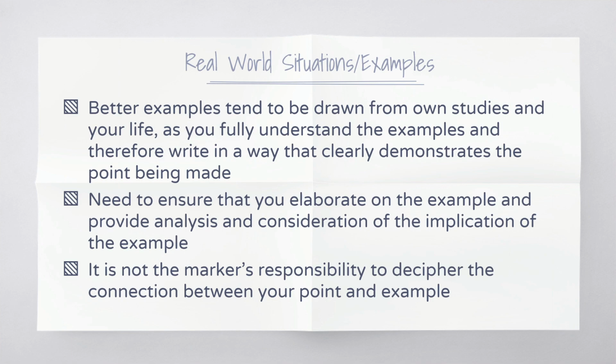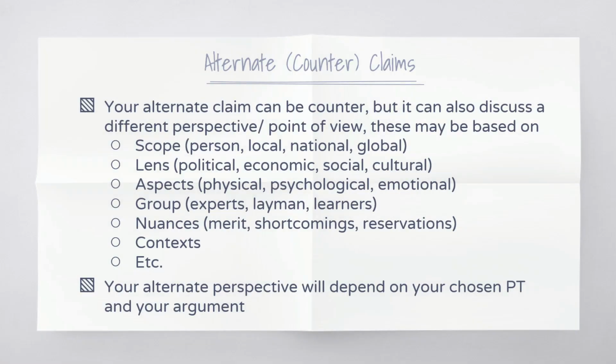If it's drawn from your own studies, chances are you fully understand the example, and therefore when you write it, you're writing it in a way that clearly demonstrates your particular point. So that's really critical. You need to ensure that you elaborate on the example, provide analysis, and consider the implications of the example, linking back to my previous point. It is most important that you provide a clear connection between your point and the example. The marker is not trying to decipher your connection in your essay, so that needs to be really key.